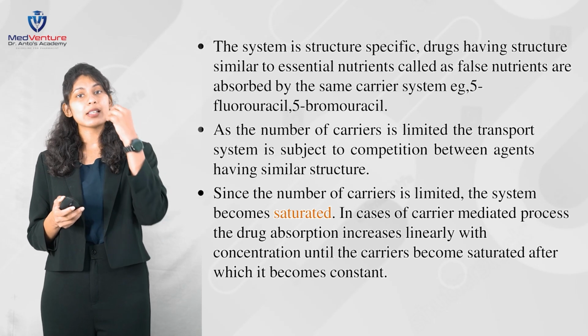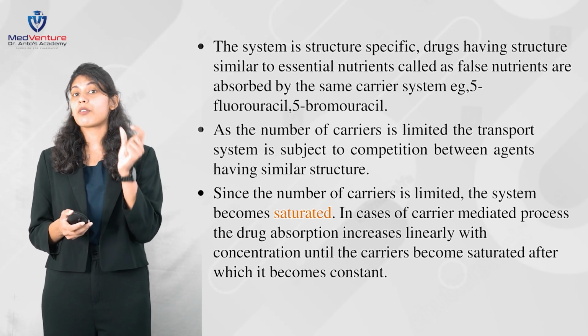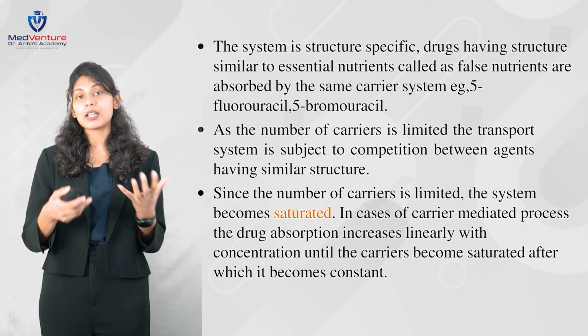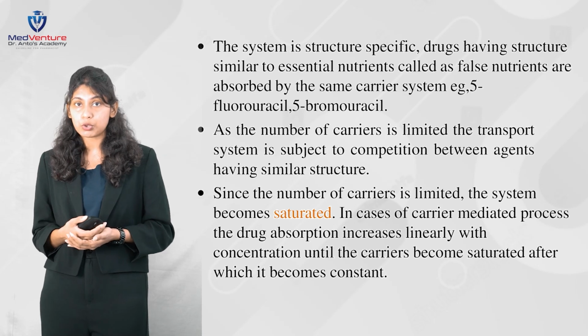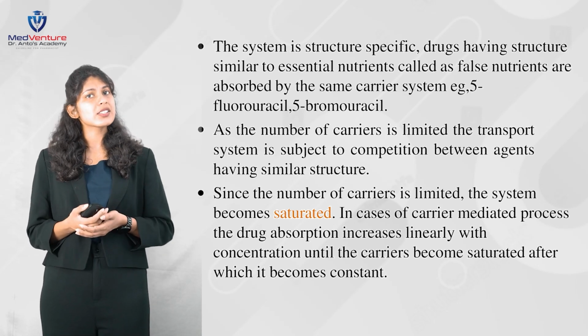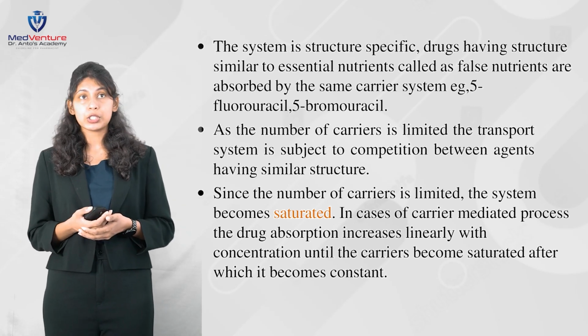So when you give a substance, that substance should have a structure similar to the essential nutrients, so that the carrier proteins will not recognize that it's a different substance. It'll mimic, and the carrier will think that it's the essential nutrient. That's why we call it a false nutrient. One such example is 5-fluorouracil. It's a cancer drug that we usually give.